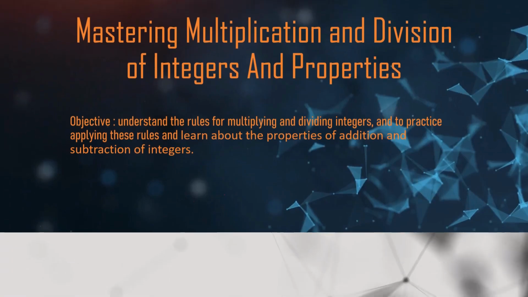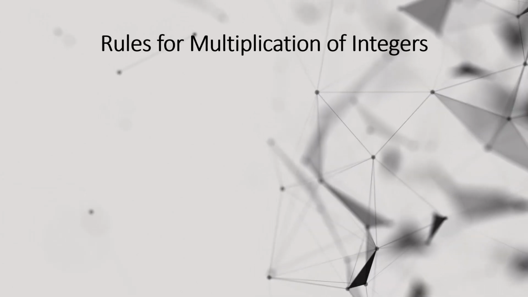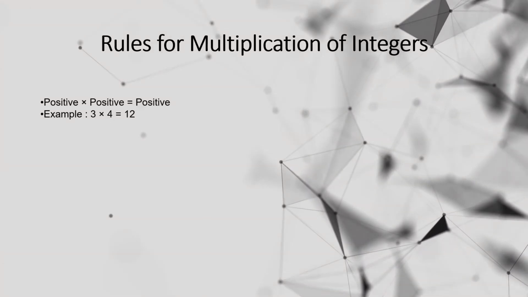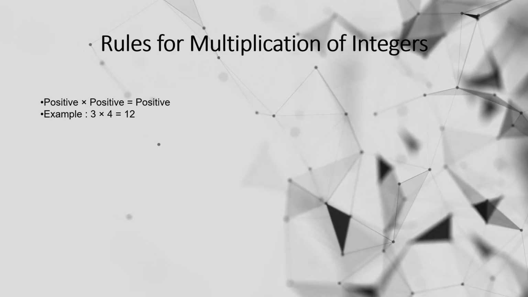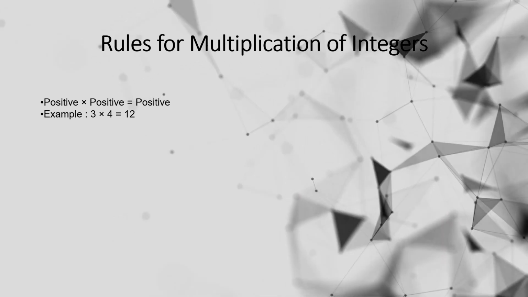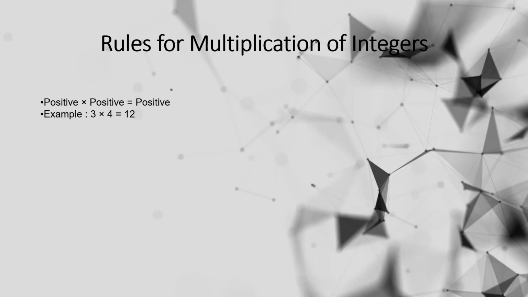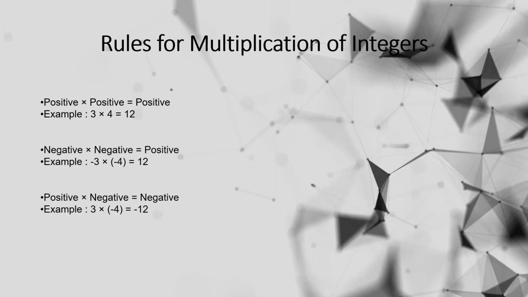Let's begin with multiplication of integers. Here are the rules you need to know. Positive times positive gives positive. The rule tells us that positive times positive equals positive, so 3 multiplied by 4 gives 12. Negative times negative gives positive. The rule says that negative times negative gives positive, so minus 3 times minus 4 gives 12.